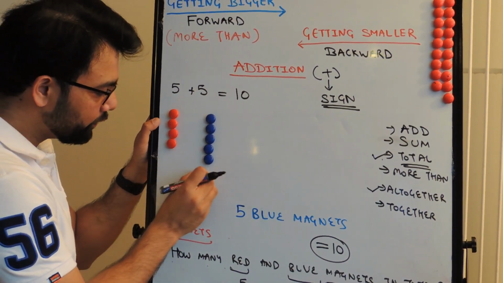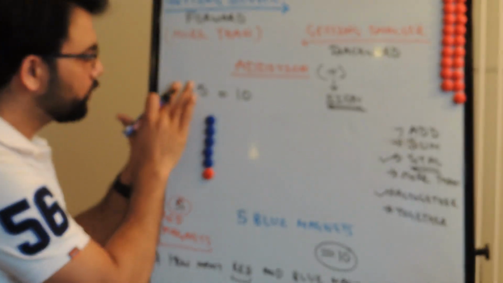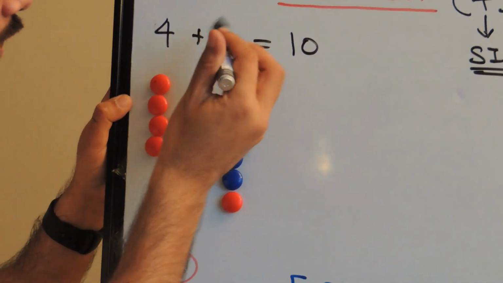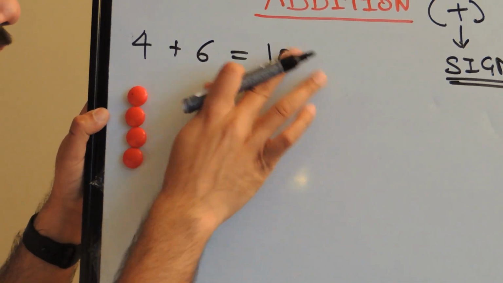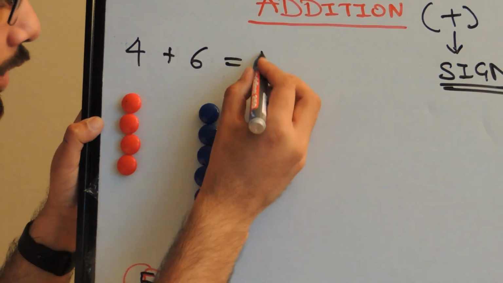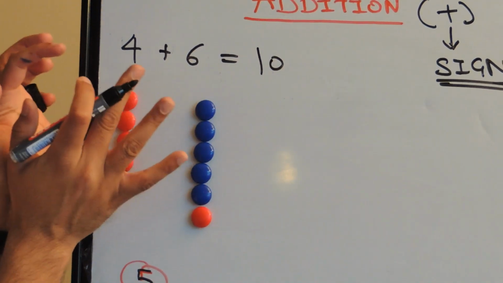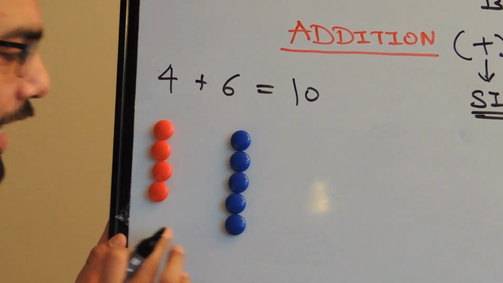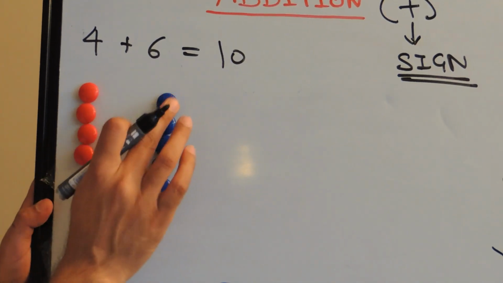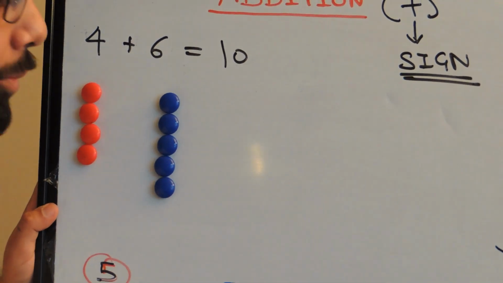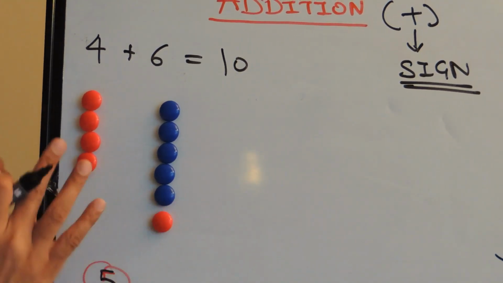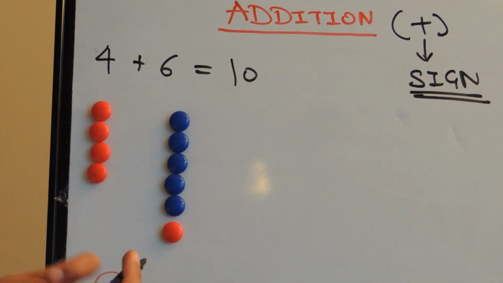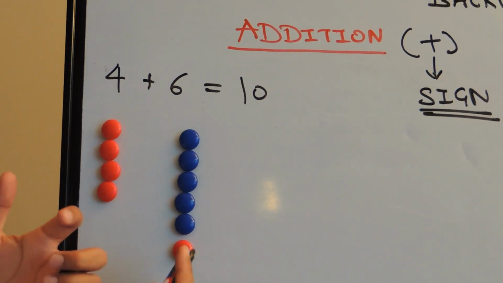If I put here 4, 6, and how much it will be? 10. See, because total magnets are same. I'm not taking that away. If I take that away, then it will be 9. 1, 2, 3, 4, 5, 6, 7, 8, 9. But what I'm doing, I'm keeping the magnets here. I'm just changing the position of magnets, right?